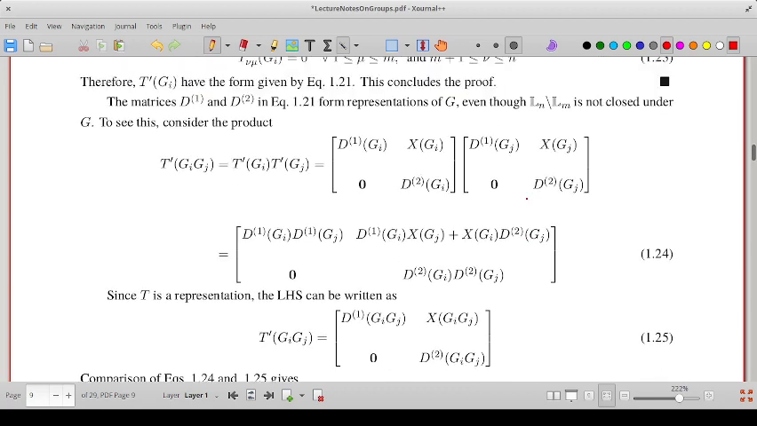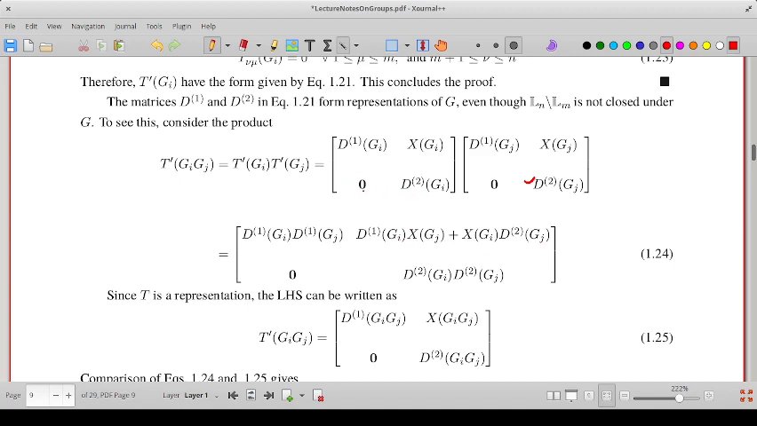Now using the properties of multiplication of block matrices, the result would be D1 multiplying this D1 first plus X G multiplying 0, which will be 0. So the first block will be D1 GI times D1 GJ. So this is block 1 1. So what about block 1 2? That is given by D1 multiplying X GJ plus X GI multiplying D2. So that is equal to D1 GI X GJ plus X GI multiplying D2 GJ.